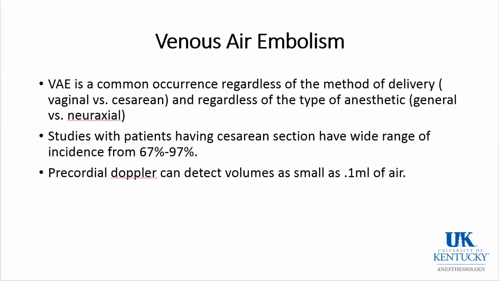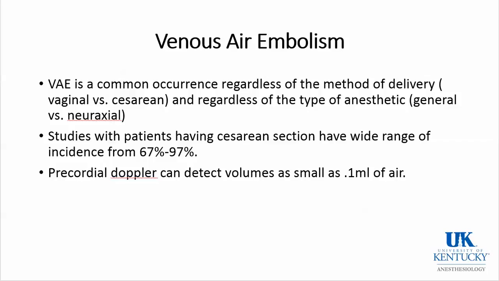So let's move on to venous air embolism. Venous air embolism is a common occurrence regardless of the method of delivery, both vaginal and cesarean, and regardless of the type of anesthetic, either general or neuraxial anesthesia. Studies with patients having cesarean section have a wide range of incidence from 67% to 97%. Obviously, most of these are not going to be clinically significant. It's important to note that left uterine displacement and the use of Trendelenburg increases the risk of venous air embolism.